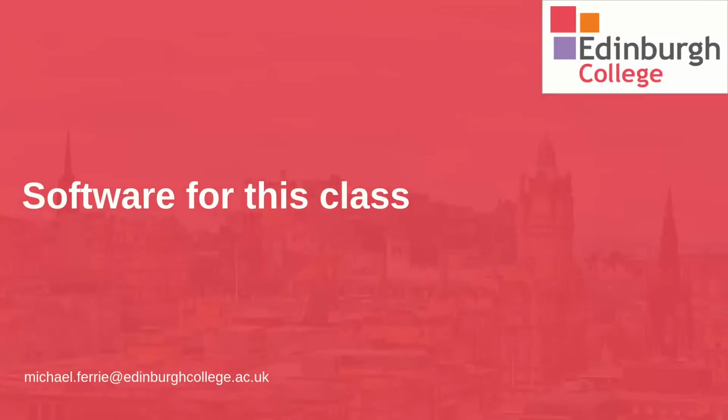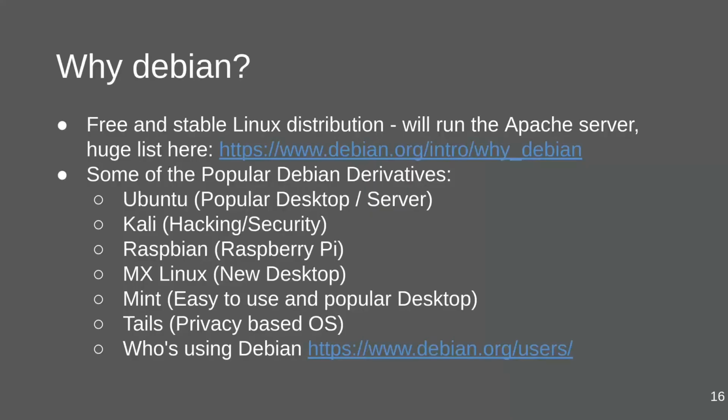So, software for this class that we're going to use. We're going to use Debian in this class to set up our web servers. The reason is that many other distributions are based on Debian. For example, Ubuntu is based on Debian, Kali is based on Debian, Raspbian, which is now called Raspberry Pi OS, is based on Debian, MX Linux is based on Debian, Mint is based on Debian, Tails is based on Debian, which is a privacy-based one.